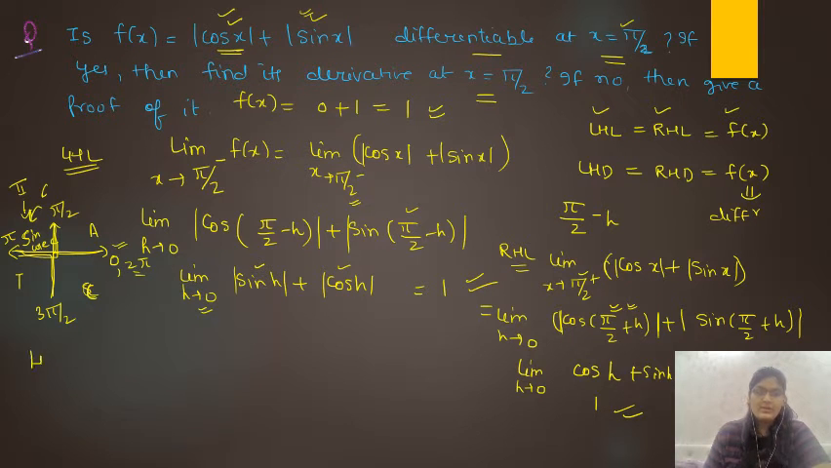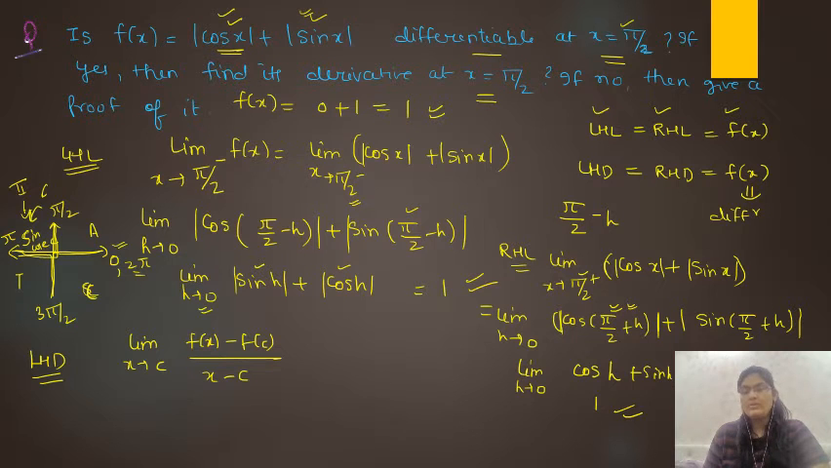In order to find the derivative, what you have got is limit x tends to c, (f(x) minus f(c)) upon (x minus c). So this is your formula to find the derivative. Now what is c here? This point, x is equal to pi by 2. So for the left hand limit, you will put limit x tends to pi by 2 minus, f(x), which is |cos x + sin x|, minus f(c). f(c) is what? f(pi/2), right? x is pi by 2.